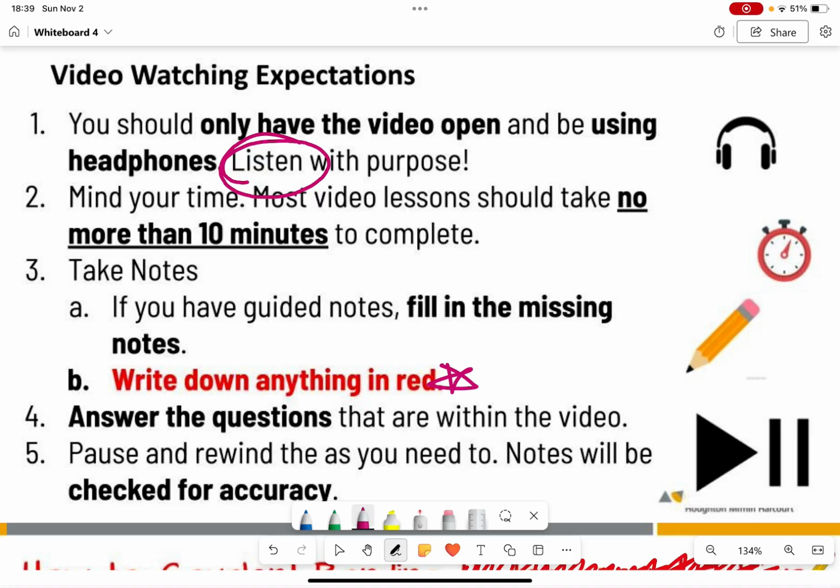Make sure you have the date, 11/3/25, written at the top of a new page, and our topic, covalent bonds. Notes. Answer the questions that are at the end of the video and put them in your notebook. I will be checking them when I return, and pause and rewind as much as you need to.